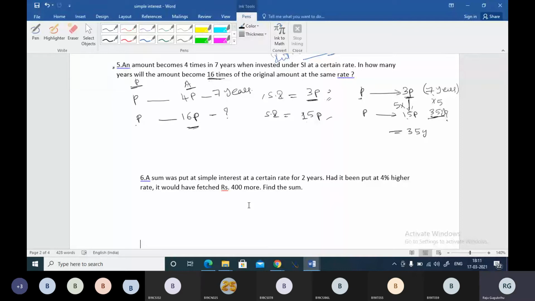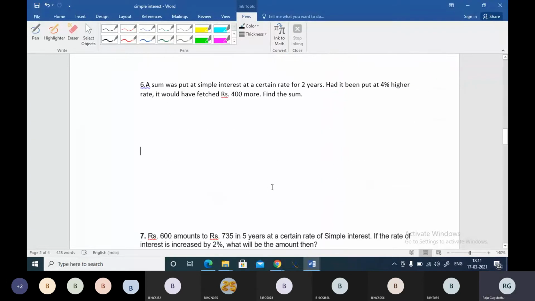Question number 6. 5,000, sir. A sum was put at simple interest at a certain rate for 2 years. Had it been at a 4% higher rate, it would have fetched 400 more. Yes, 5,000 will be the answer.